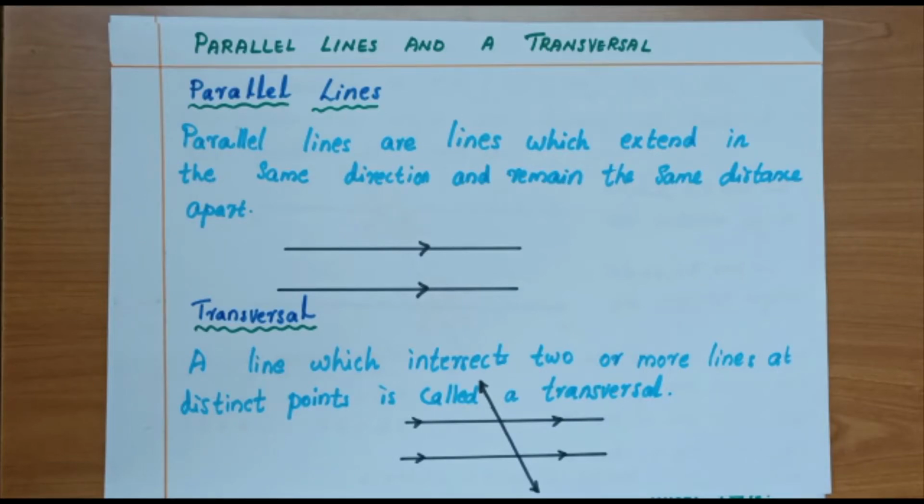It's me, Vinita. Today will be the continuation of chapter number 6 from NCERT Mathematics Class 9 book. So, today we are going to learn about parallel lines and a transversal.